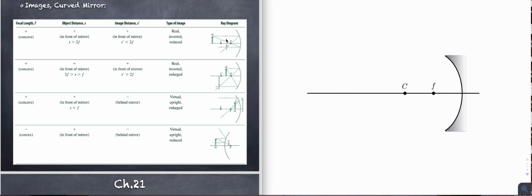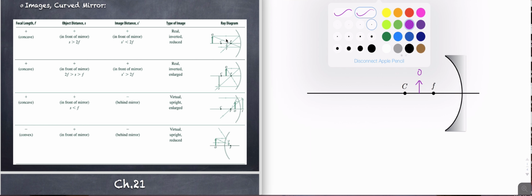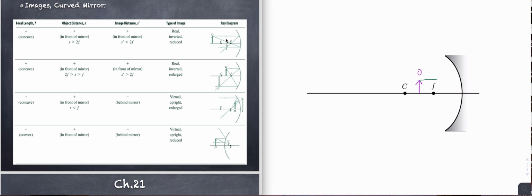So here, the example we did, let's just redo it again, was we had an object that's in between the center of curvature and the focal length, and let's redraw this. So we have light coming in parallel. Now that should reflect through the focal point. And then light going through the focal point, and that should reflect out parallel. And we get the image here.